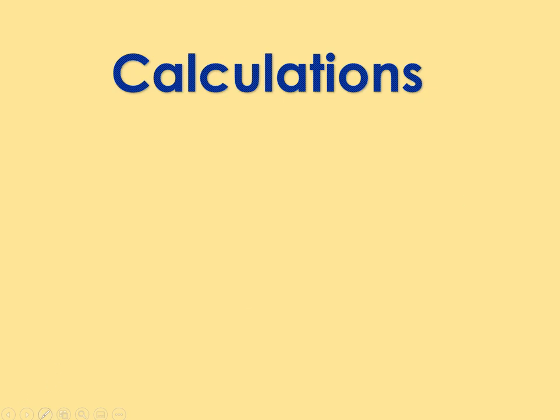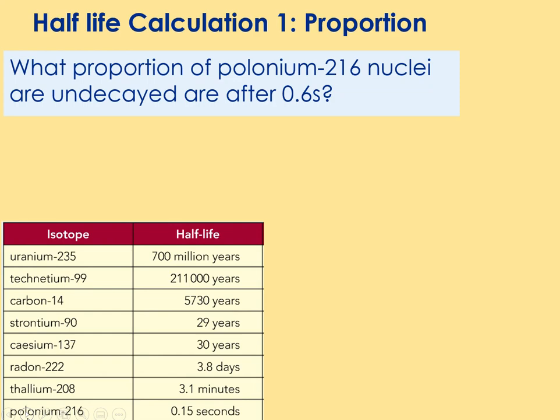Next thing is, we're going to look at some different calculations. Okay, so again, I'm going to go through one example of each. You might want to pause the video and have a go first before you look at the solution. So, polonium-216 is down here. It's got a half-life of 0.15 seconds. What proportion are decayed after 0.6 seconds?